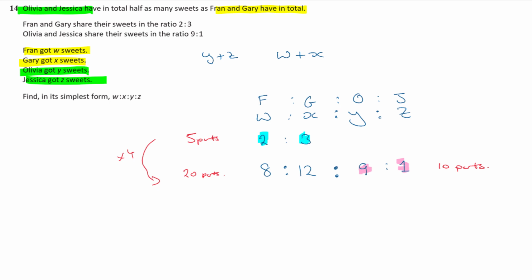So finding its simplest form, W, X, Y and Z, I think that's it, isn't it? Okay, can I simplify it down? I can't, because I've got a 1 on the end there, so I'm not going to be able to simplify it any more than it already is. Okay, so that is the final form, 8 to 12 to 9 to 1.